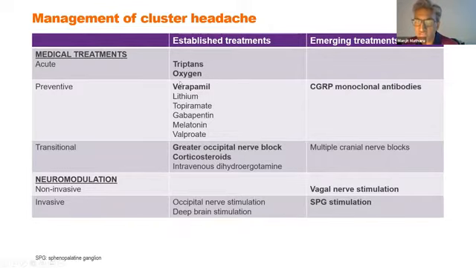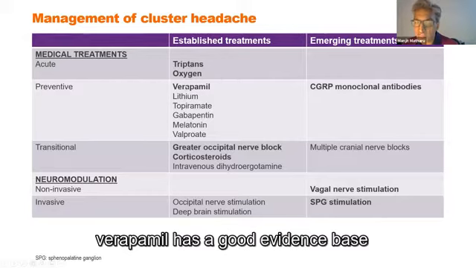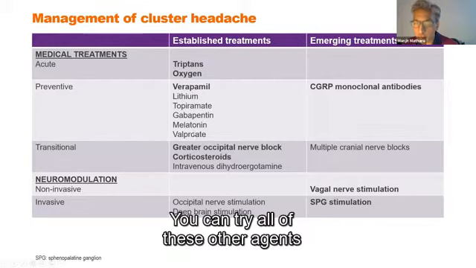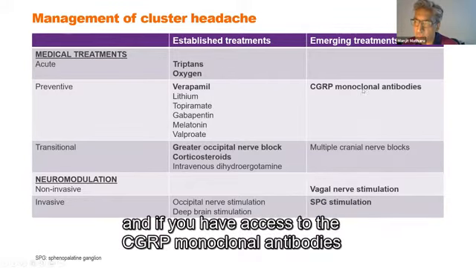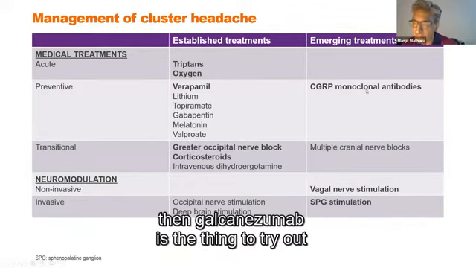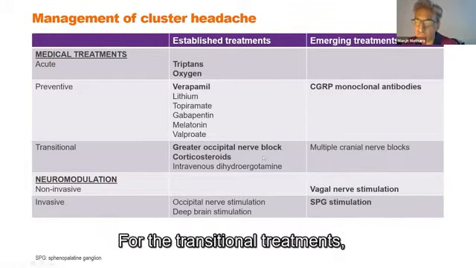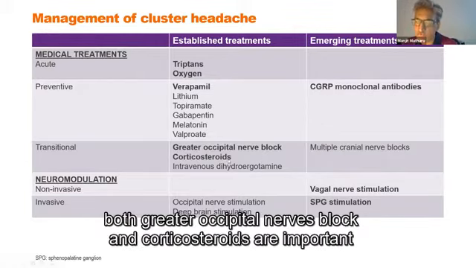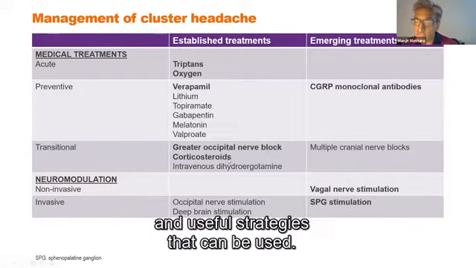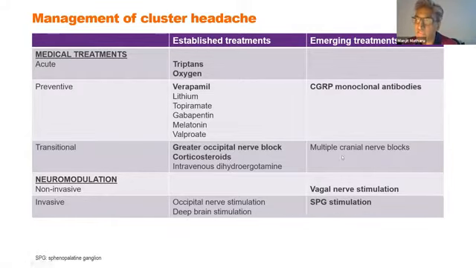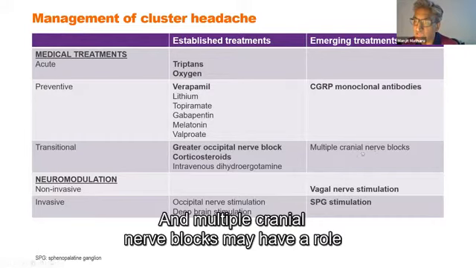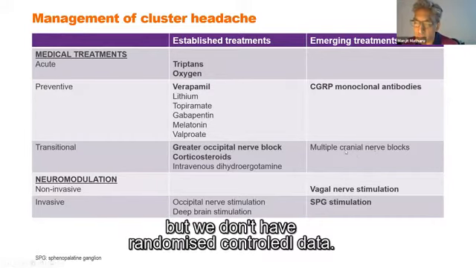For preventive treatment, verapamil has a good evidence base, and that's the place to go to. You can try out all of these other agents, and if you have access to the CGRP monoclonal antibodies, then galcanezumab is a thing to try out, but in episodic cluster headache. For the transitional treatments, both greater occipital nerve blocks and corticosteroids are important, and useful strategies that you can use. And multiple cranial nerve blocks may have a role, but we don't have randomized control data.